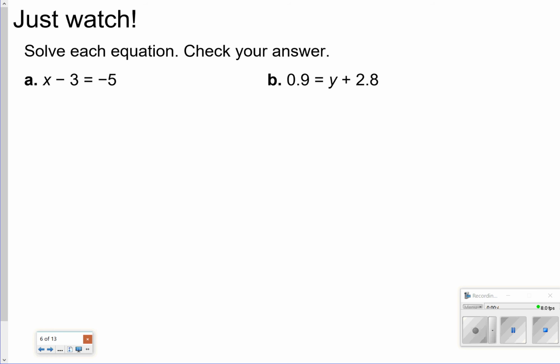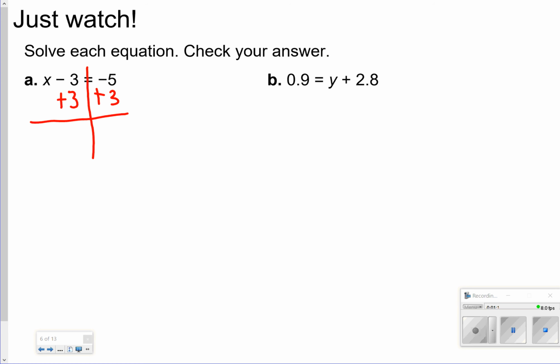Alright, so what we have here are just two examples that we're going to be seeing. This is the first half of our notes, anytime we see addition or subtraction. In letter A, we see subtraction happening with the letter X. So what we're going to do to get X all by itself to solve it is do the opposite of subtraction. Opposite of subtracting is adding, so we're going to add 3 to both sides. I'm going to draw a line right here just so you can see there's a left side of the equation sign and a right side of the equation sign.